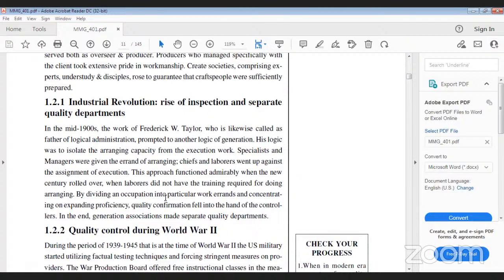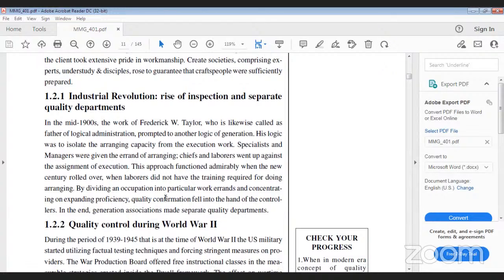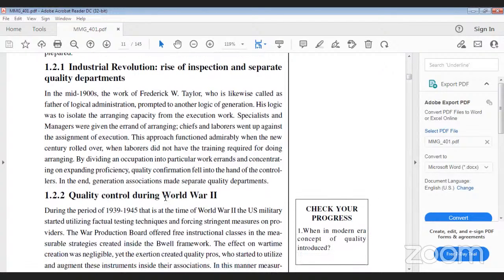Then there are some points about the industrial revolution. In the early 1900s, Frederick W. Taylor, who is also called the father of scientific management, gave the approach of functional administration when the new century dawned. Then, at the end of that period, organizations made separate quality departments.